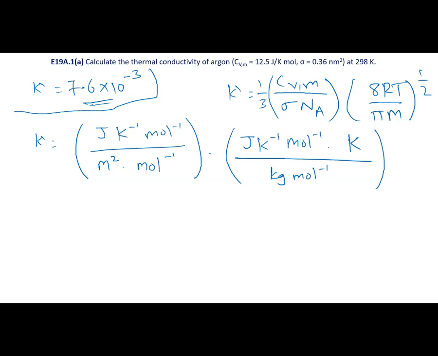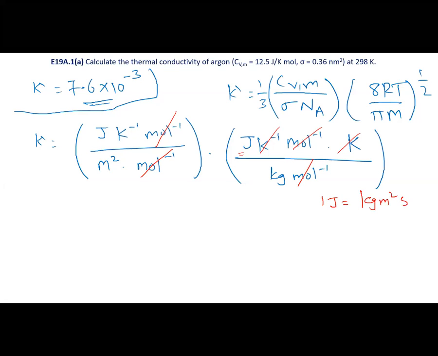All right, we have some common terms to take care of. Mole per mole and per mole get cancelled. Kelvin and per Kelvin get cancelled. Again, per mole gets cancelled. Here we can convert joule into SI units, where 1 joule is equal to kilogram meter squared per second squared.